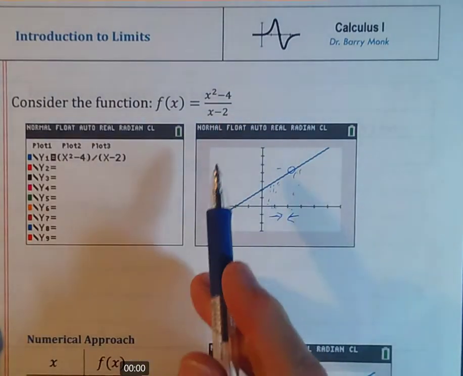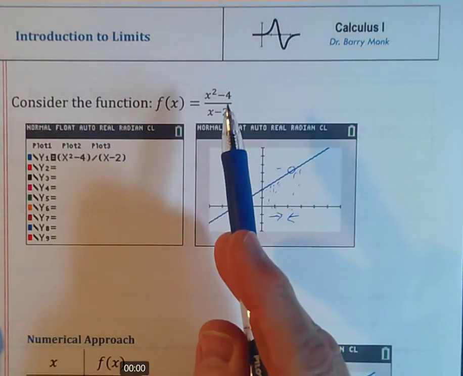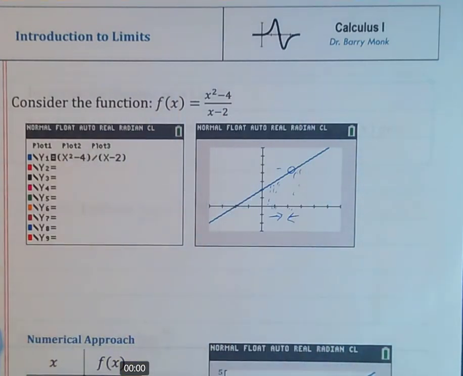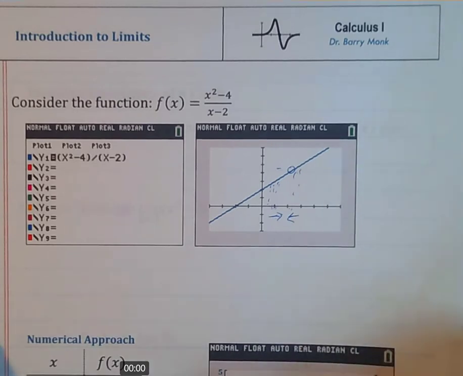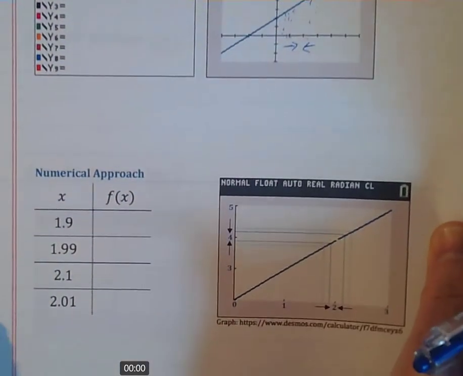So although we couldn't talk about what happens here when x equals 2, we can talk about what happens when x gets close to 2. And that's exactly what happens when we are dealing with limits: we're talking about what happens as x gets close to a number, what does that y value get close to? And so there are some different ways that we could approach that. One way is that we could do this numerically.